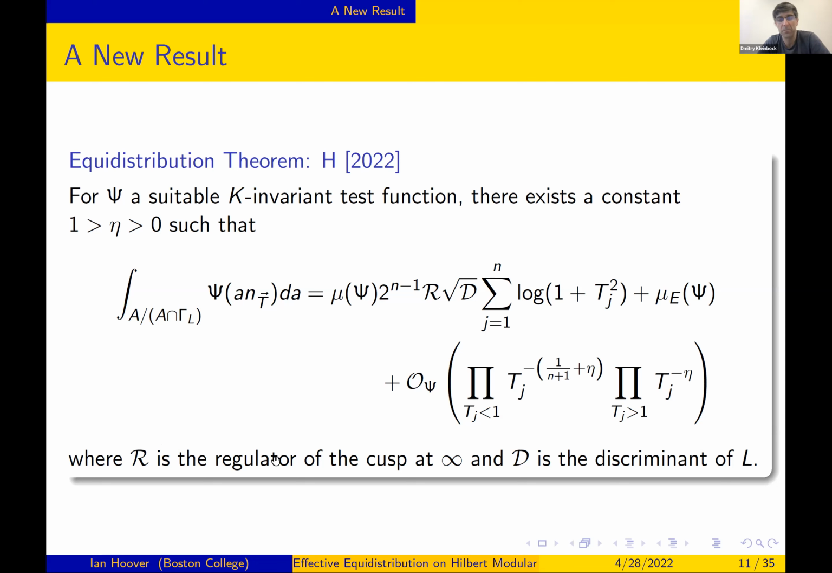regulator of the cusp at infinity, which is a property of the number ring, and D is the discriminant. So the main term depends, but not the error term. You're right. Okay. Well, I think some of the implied constants in this error term will depend on L. And of course, it depends on psi as well, and a bunch of Sobolev style norms on psi.